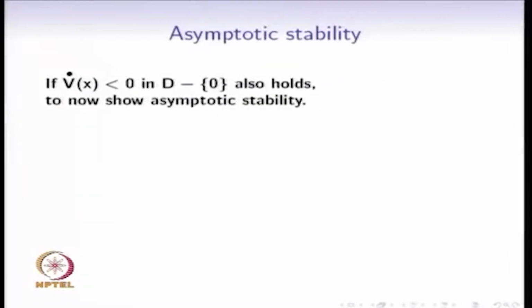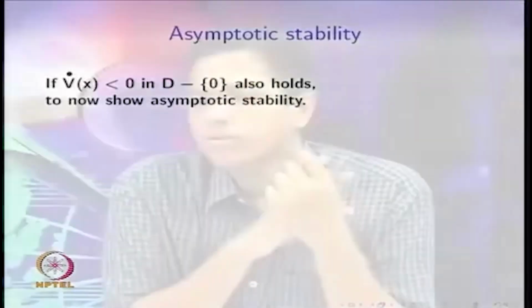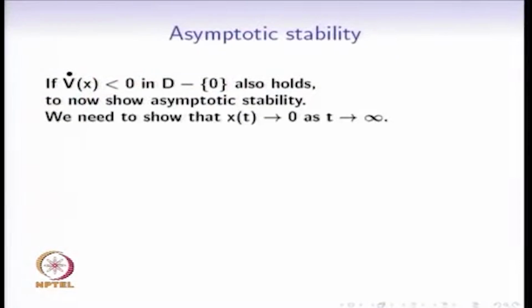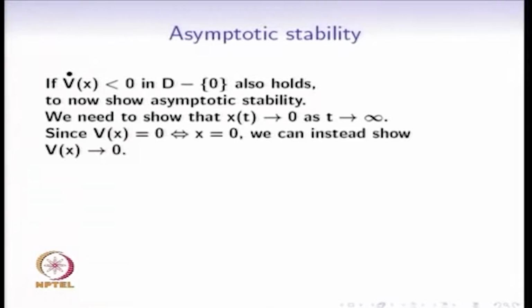What is to be proved for asymptotic stability? If V dot of x is in addition assumed to be negative for all points except the origin, for all points except the equilibrium point, then we are yet to show that the equilibrium point is in fact asymptotically stable. So to show that it is asymptotically stable, what is to be shown? We need to show that x of t tends to 0 as t tends to infinity. But since V of x is equal to 0 only at the origin, we can instead show that V of x tends to 0. Why? Because if V of x tends to 0, that can happen only when x tends to 0 as t tends to infinity.